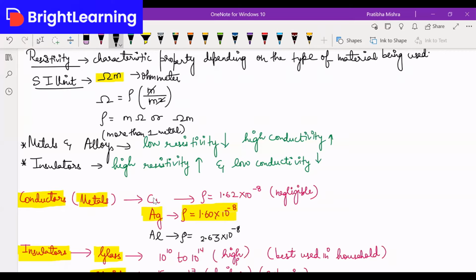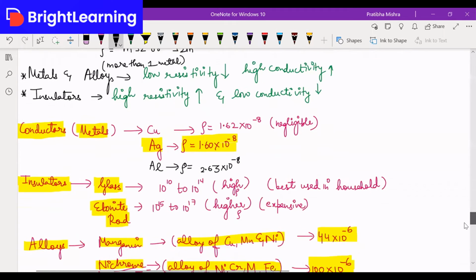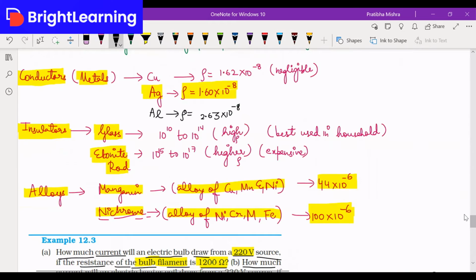We gave the examples of copper, silver, and aluminium related to their resistivity. This is what we did in yesterday's class. We wrote down their values, which is also given in the textbook. So for conductors and alloys, it is very, very negligible.